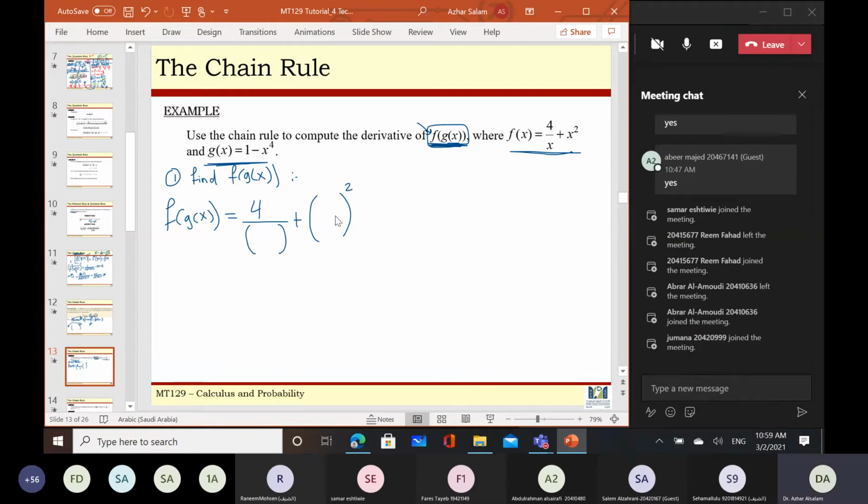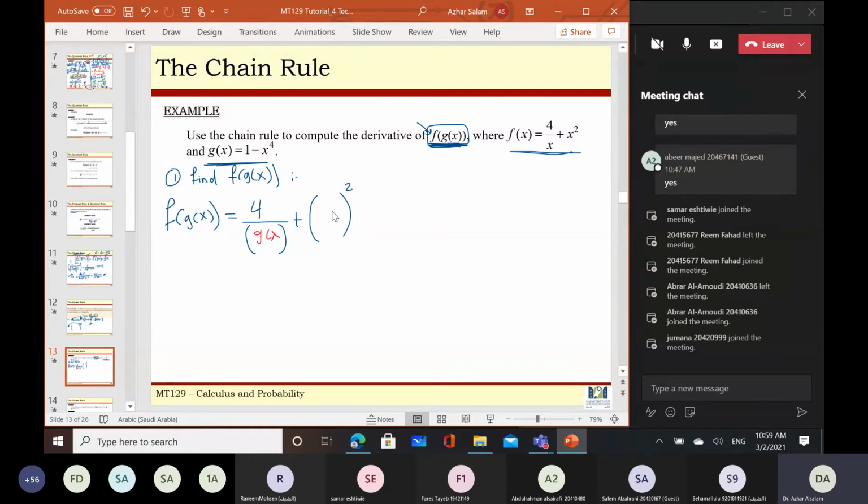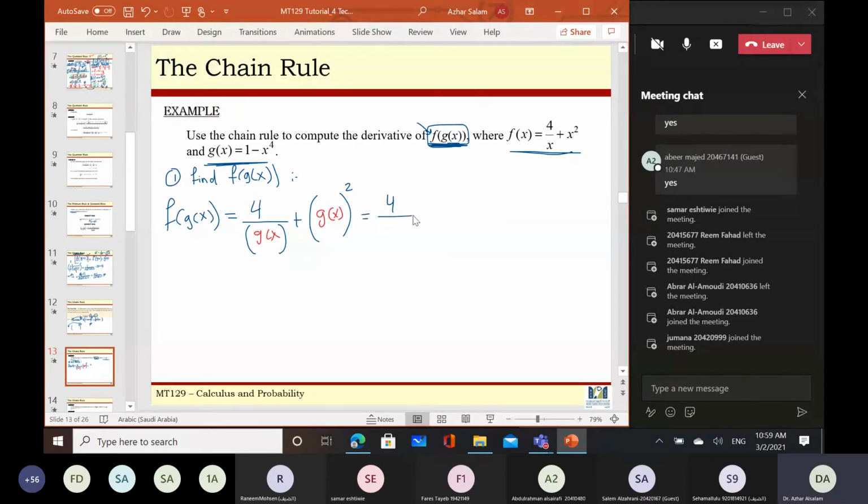Here, instead of each x, I will write the function g. Okay, I will write the function g of x. هذا مجرد إيجاد عملية التحصيل، نفس عملية the composition between two functions. So here it will be 4 divided by 1 minus x to the power 4 plus g square, which is 1 minus x to the power 4 all square.